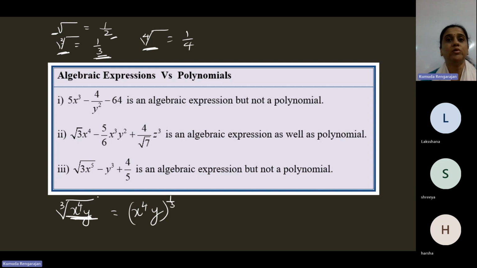So cube root converts to the power 1 by 3. Is that fine? So this will be x to the power 4 by 3, y to the power 1 by 3, because 4 into 1 by 3 is 4 by 3.